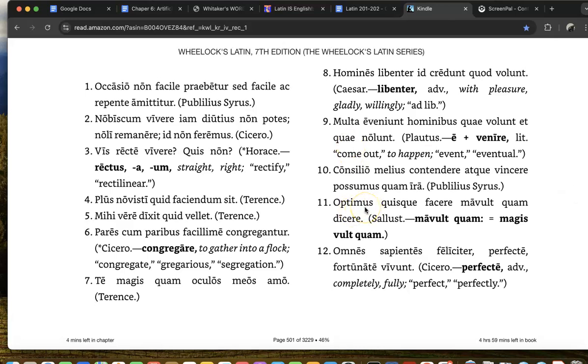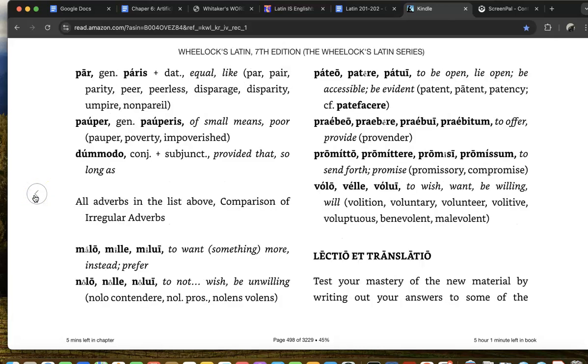Let's see. Optimos quisque facere mavult quam dicere by Sallust. We haven't had a lot of Sallust. Here they're giving us a little tip. It means more than he wants. So this is how we're going to translate this mavult. Remember, malo means to prefer. So if we go back to our vocab here, malo means to prefer, but then they're also combining it with a form of wanting. And so this is kind of an interesting word here.